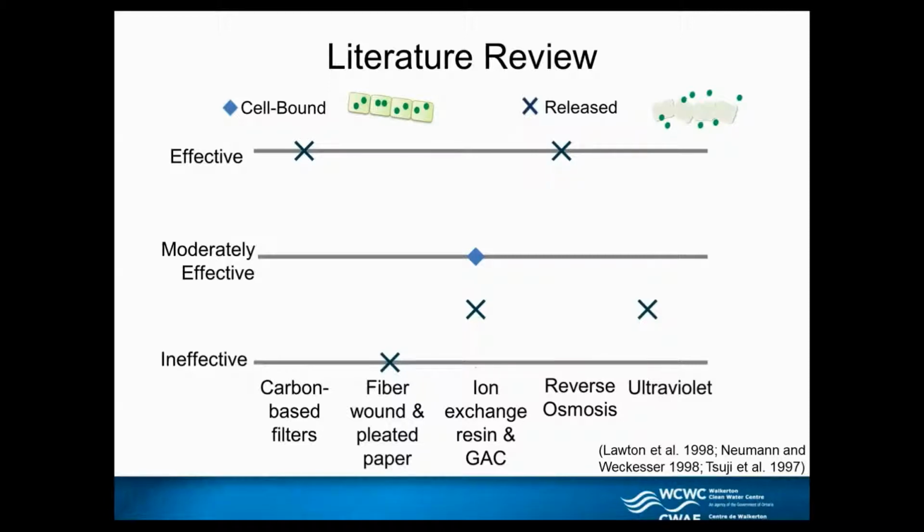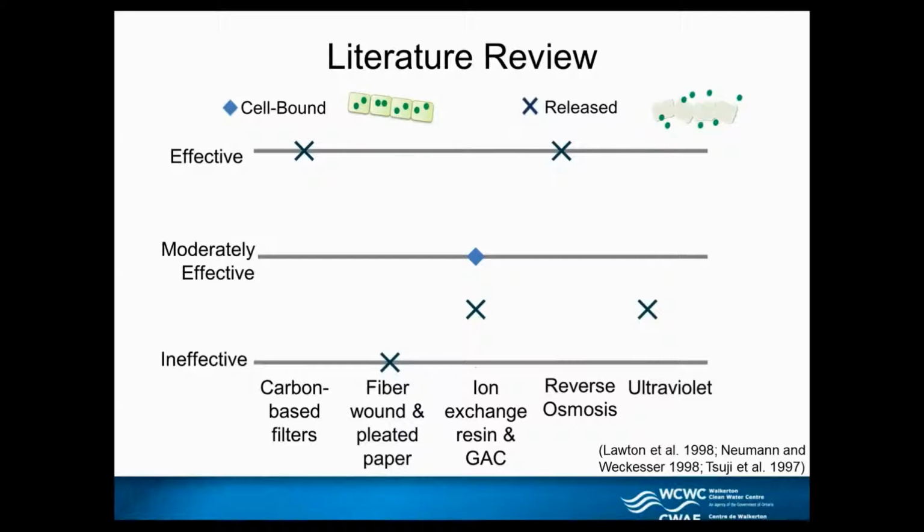For the same units, they looked at the released toxins, and they found about 40 to 57% of the microcystins were removed. But to achieve this, they had to pre-rinse the filters, flush them, and filter the water repeatedly. So we thought that was impractical. That's why we ranked it in between moderately effective and ineffective.